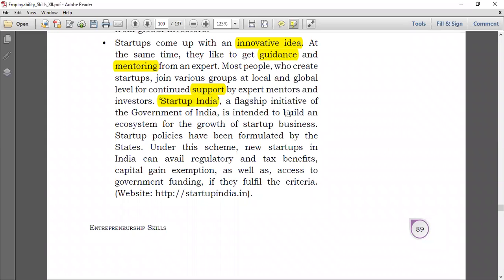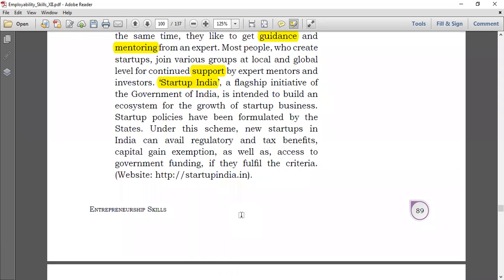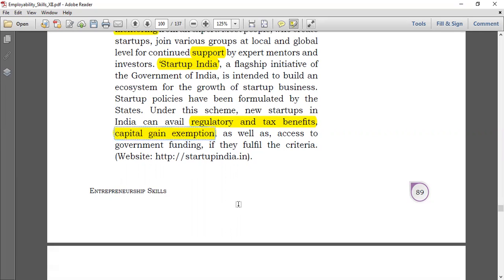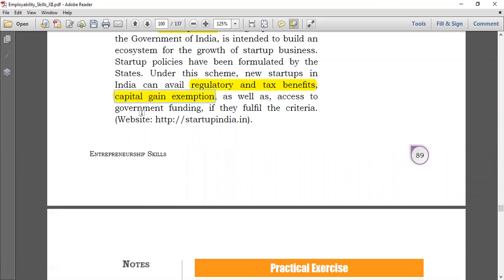Startup India is an initiative of the Government of India, and it's helping people to start up their own business, right? Even the state governments have created some startup policies for the people, right? So any new startup in India will get some regulatory and tax benefits, right? Capital gain exemptions are there, right? And we can also get funds from the government.